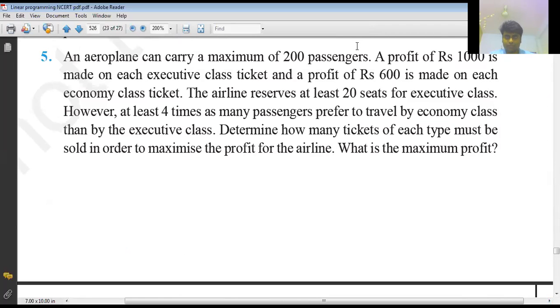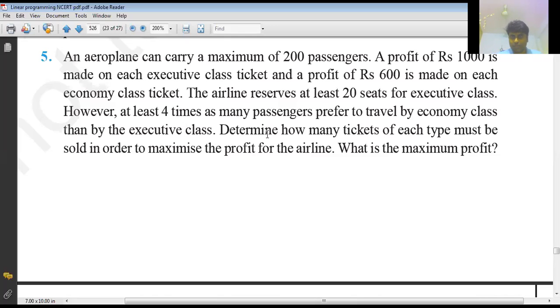Now a profit of 1000 rupees is made on each executive class ticket, and a profit of 600 rupees is made on each economy class ticket. The airline reserves at least 20 seats for executive class. However, at least 4 times as many passengers prefer to travel by economy class than by executive class. That relation we should write properly. Okay, y less than or equal to 4x.